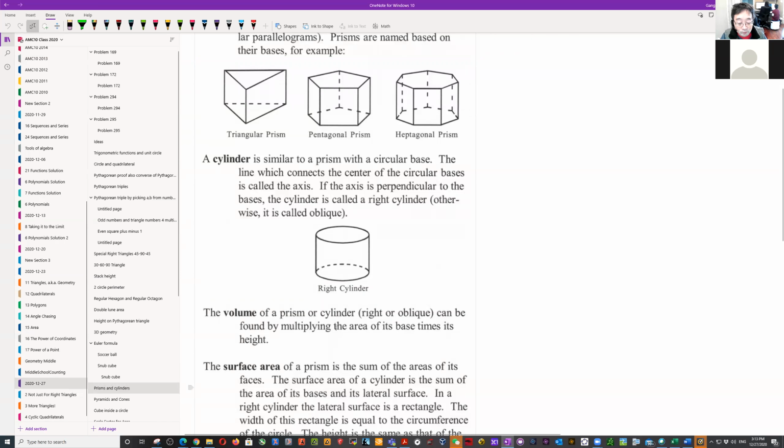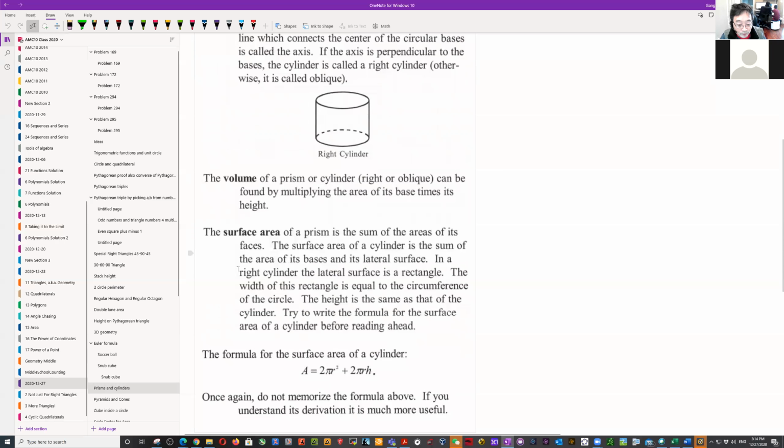And the volume of the cylinder is very easy. It's just base multiplied by height. You can imagine it by slicing it horizontally. Because each slice has the same area, the volume must be the section area multiplied by height. So that actually makes perfect sense.